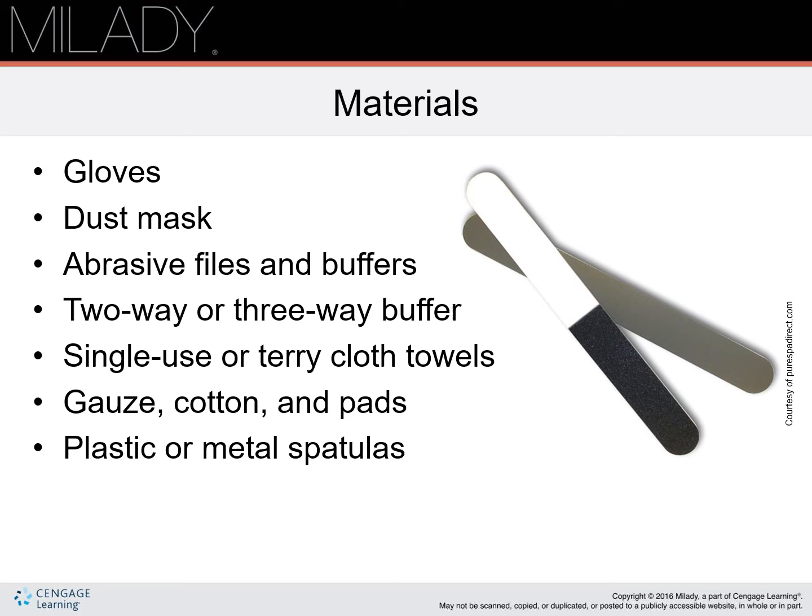Single-use or terry cloth towels. So any of your towels, you have to launder them. You have to wash them. If it is a paper towel, of course, you're going to trash that. Gauze, cottons, pads, anything like that. These are primarily used to remove the nail polish. You can use them with other products. These are single use, of course, and they have to be replaced. Plastic or metal spatulas. These are used to remove products from containers. Again, if they're metal, they can be disinfected. If they're plastic, wooden, anything like that, they have to be trashed.